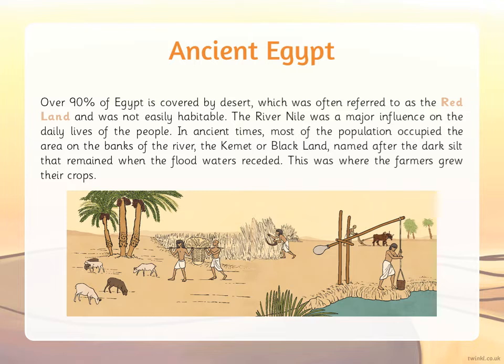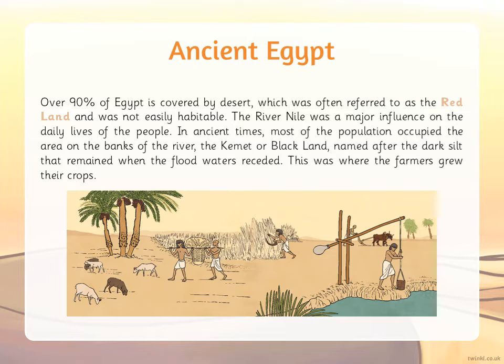They called their habitable place the Black Land, so that was right next to the river, and they were able to then live in it. They were able to grow crops and they were able to use the Nile water for their own purpose. And it was named the Black Land because of the dark silt that remained when the floodwaters receded.